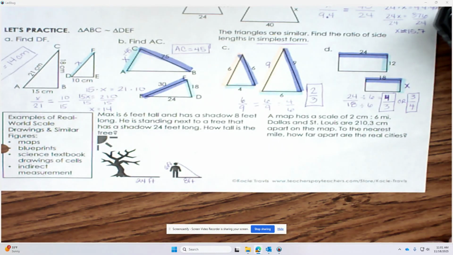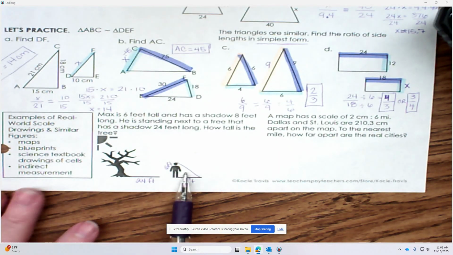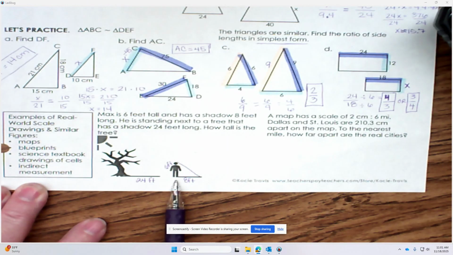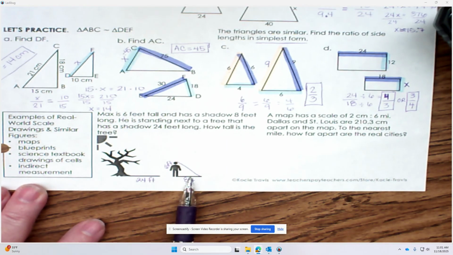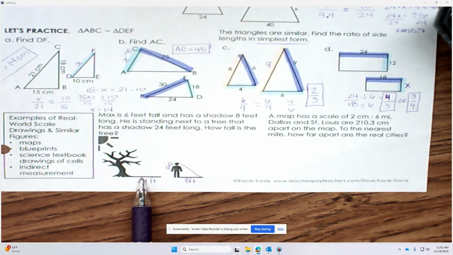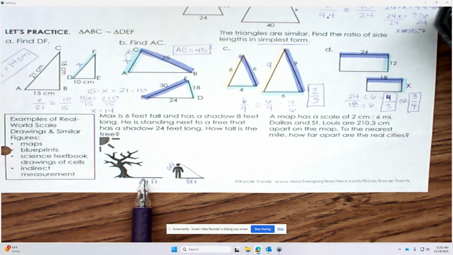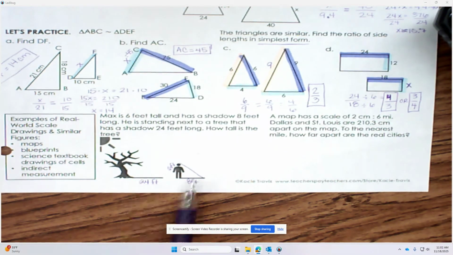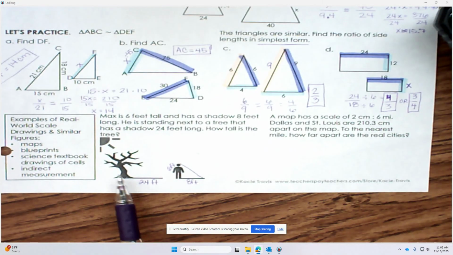How tall is the tree? Oh, so I see this. We're going to use similarity because the sun is going to make the shadows similar of different shapes, which is kind of neat. You can test it. You can actually take yourself outside, measure your shadow, measure a friend's shadow, and see the ratios there and see, hey, that creates similar sizes. So we can do that with the tree here.